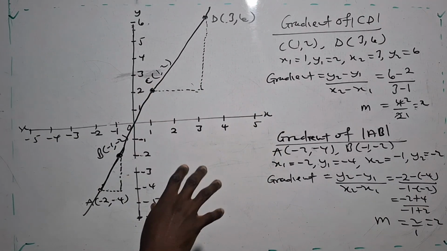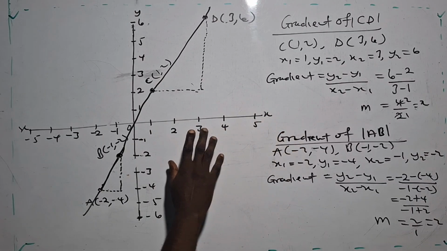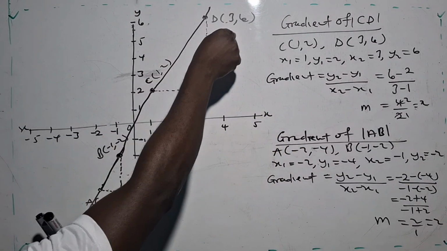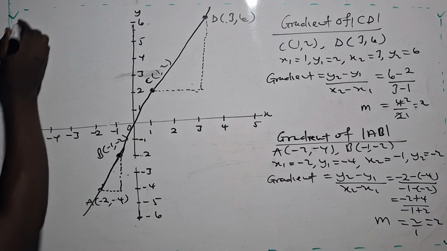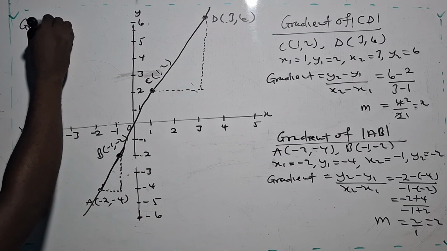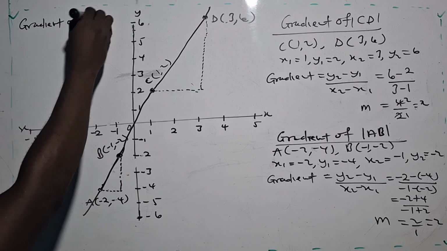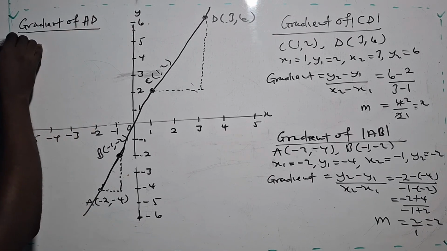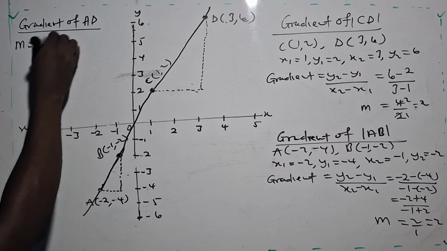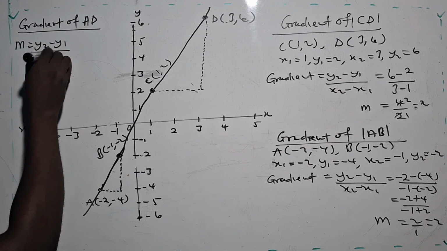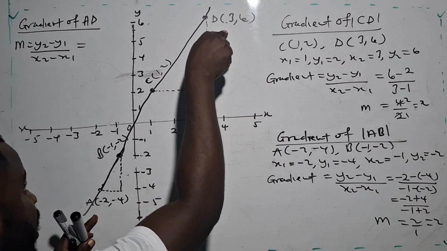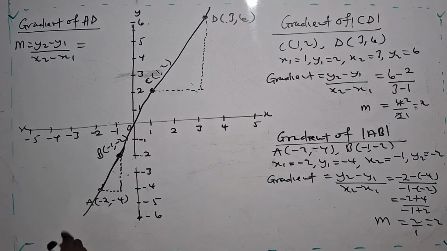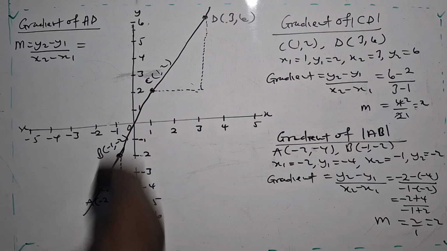Now, let's assume that I'm not going to clean anything. Somebody has picked the A and the D. Yes, the A and the D. So gradient, let me calculate it here. The gradient of AD. So gradient, let me use the M. Y2 minus Y1 over X2 minus X1. Now follow here. I'm calculating the gradient of AD. Somebody is picking this point and the last point. So now the numbers start from here as they move up.